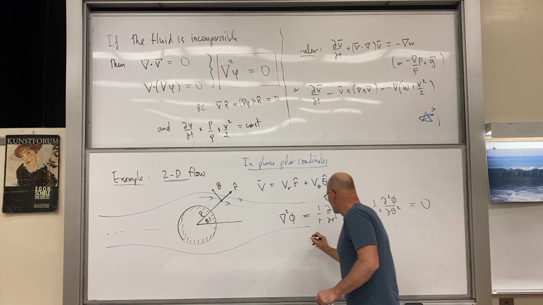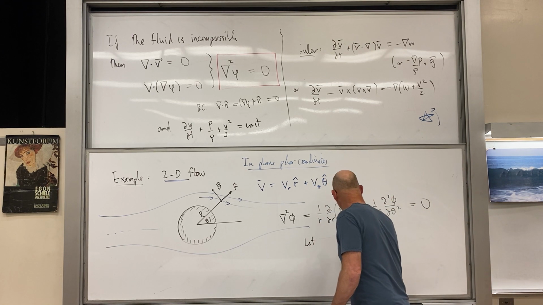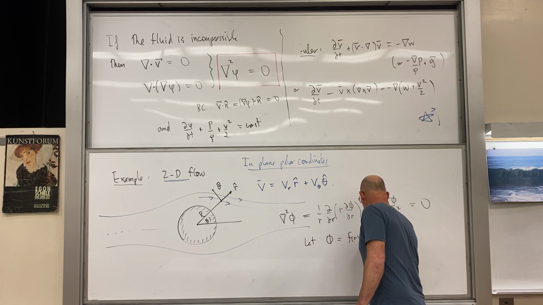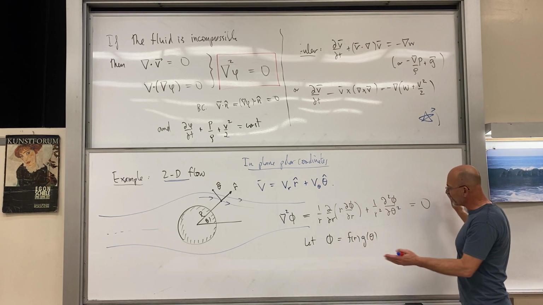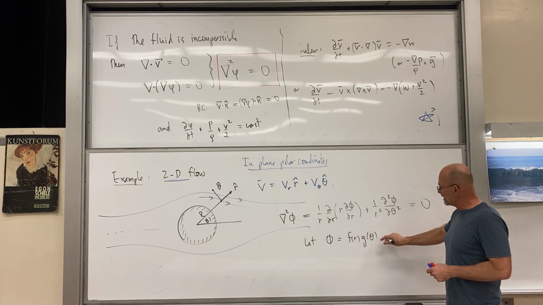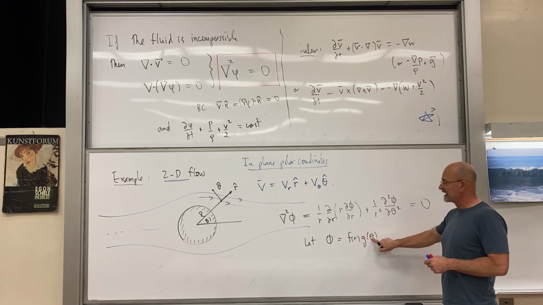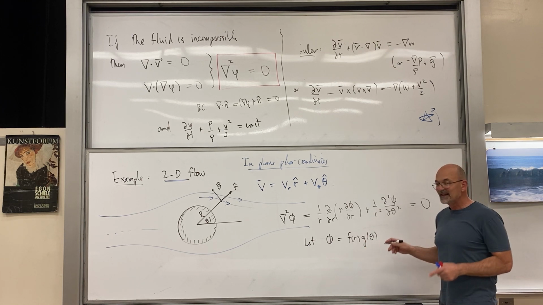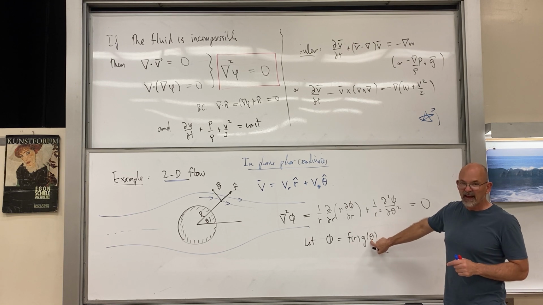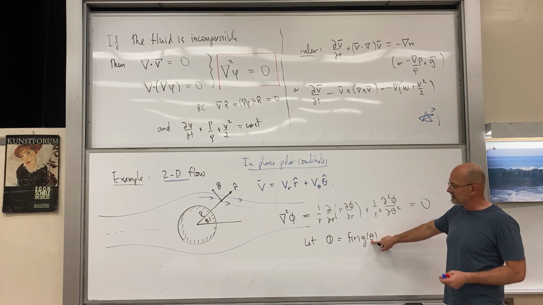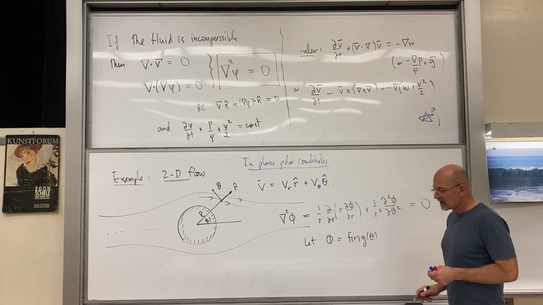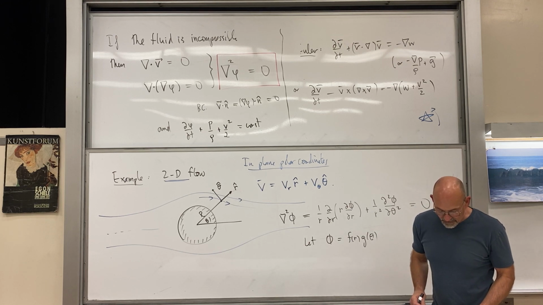What you can do is let phi equal f of r times g of theta. You go into that, you separate variables. You will find differential equations in r and in theta. They're both equal to the same negative constant. The one in theta is just going to turn into e to the i n theta, and the one in r will be a little more involved. So I'm going to write down what you get.